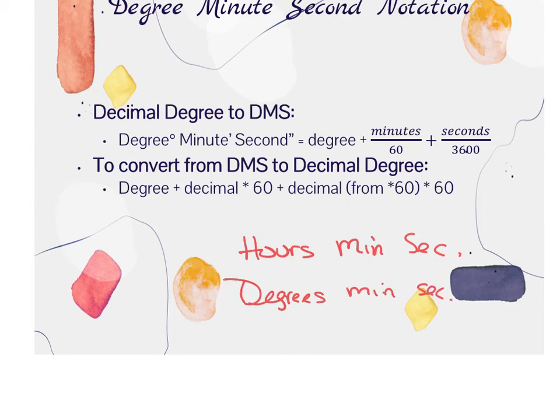When we want to convert our degrees, minutes, and seconds into a decimal degree, we divide by 60. When they give you a decimal degree and you want to convert it to degrees, minutes, and seconds, we're going to multiply by 60. And we're going to see what this means. So let's go ahead and take a look at the next slide.